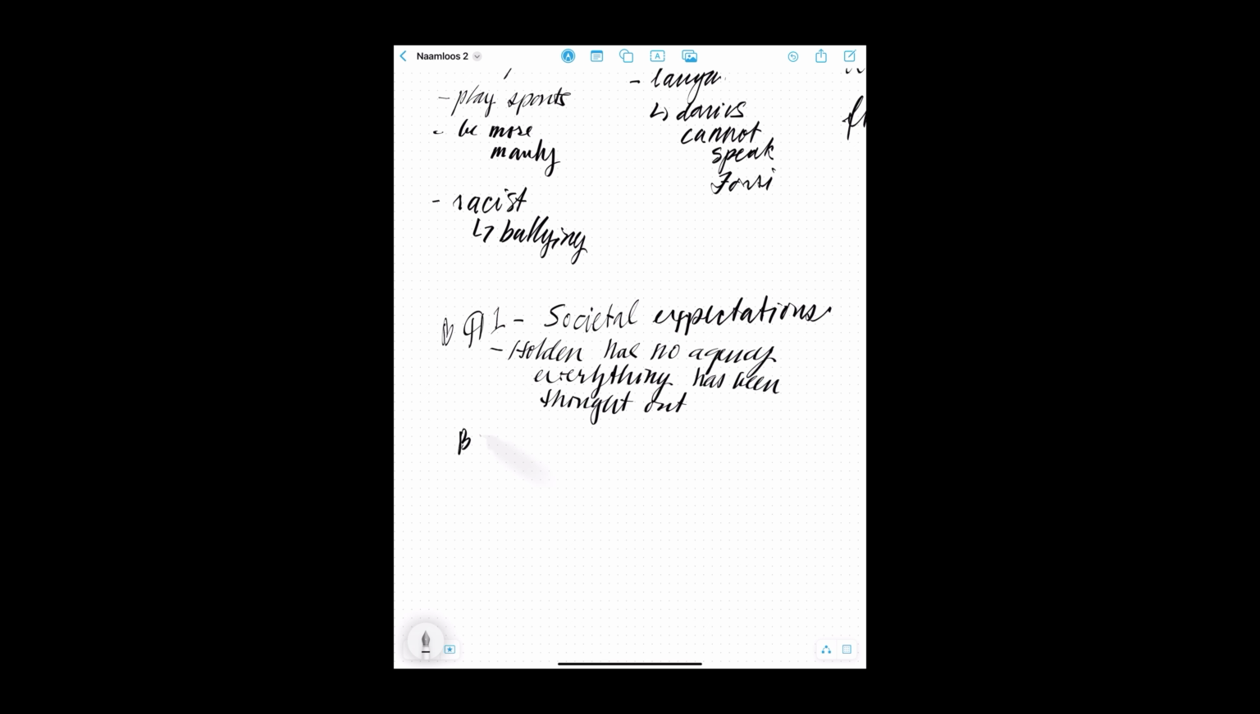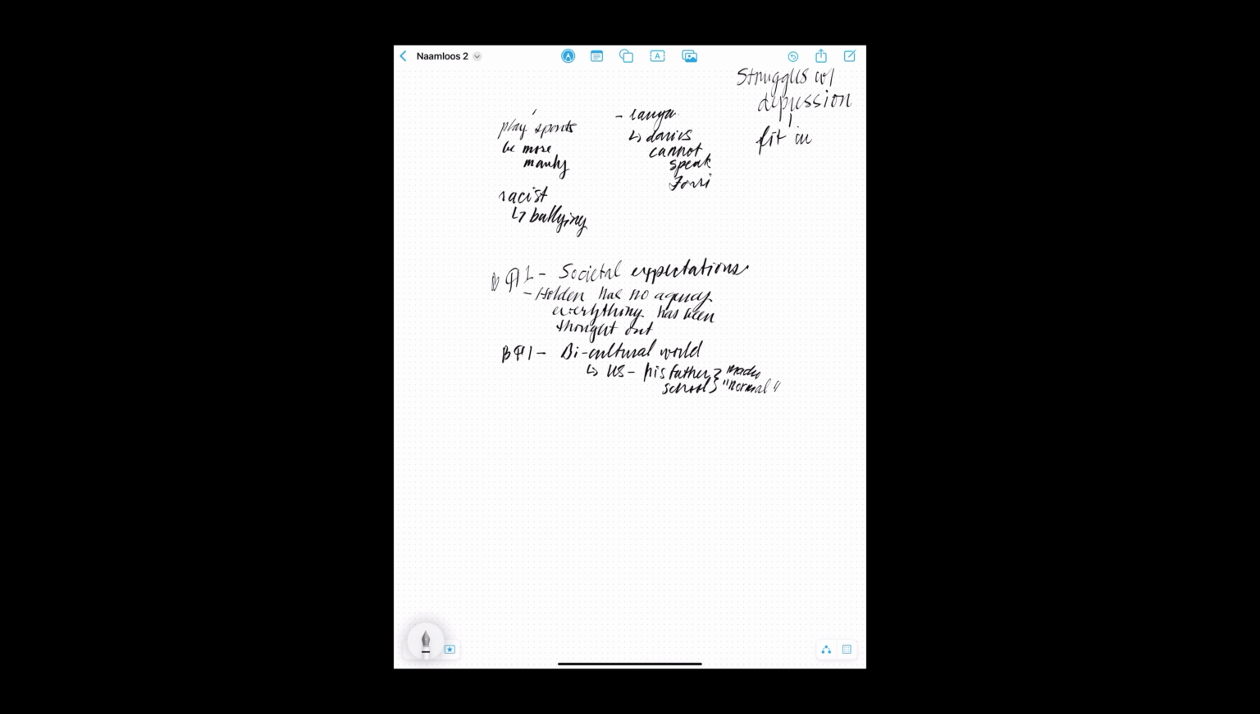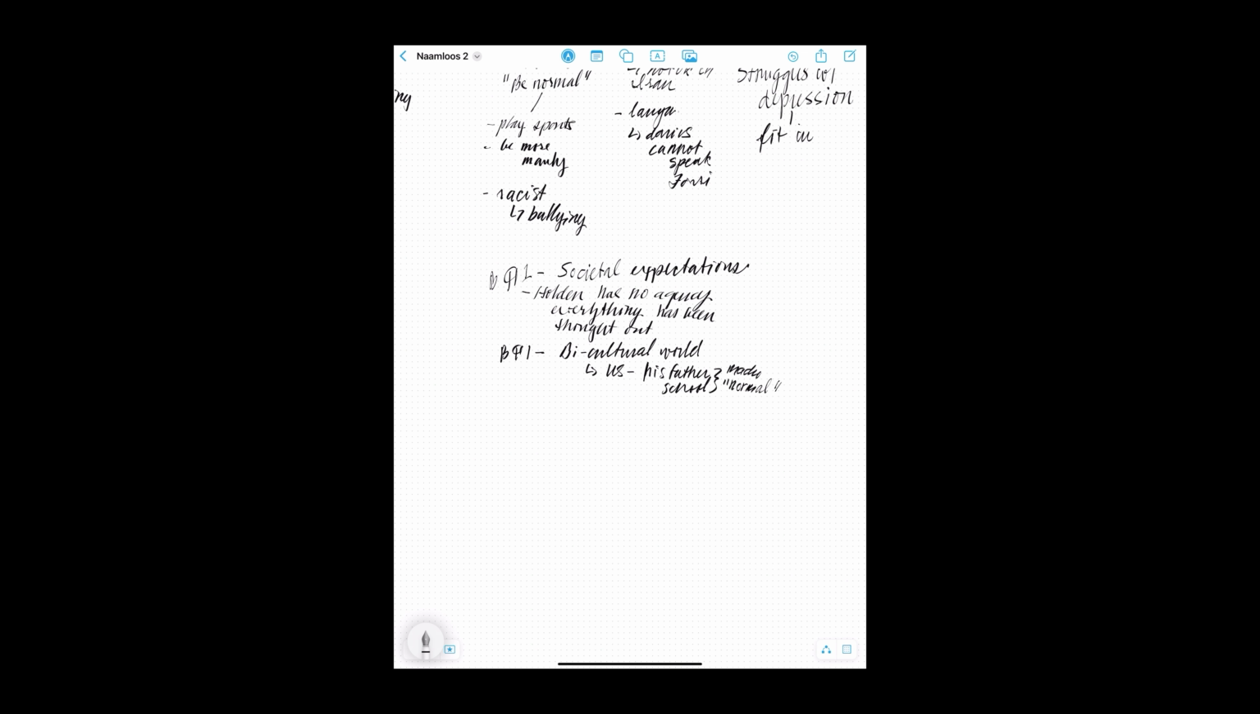And then, in body paragraph 1, when we go into Darius the Great Is Not Okay, I'm going to say Darius lives in a bicultural world. What does that mean? It means that in the US, he has his father and friends and school, and what do they expect? They expect macho or more manly, what they consider to be normal, and not a kid who's obsessed with tea. So I have a lot of information here. I've already essentially written the paragraph. I can say, what are the societal expectations?